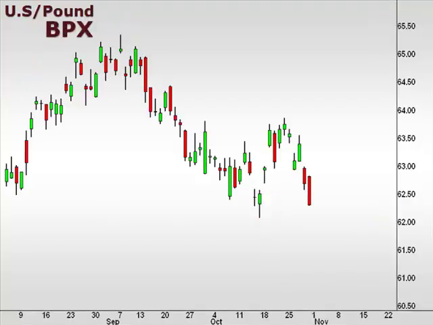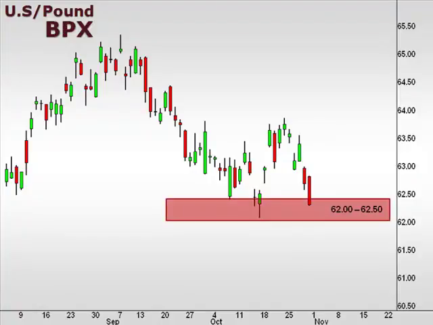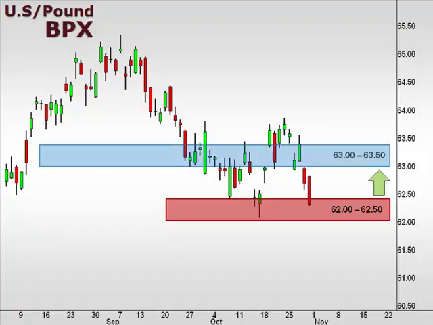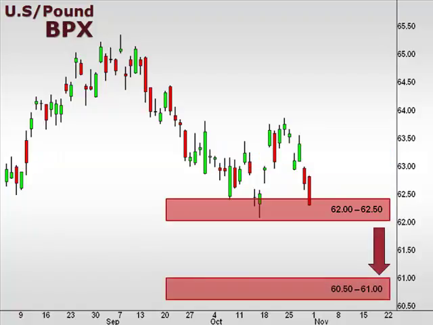Let's take a look at the BPX, the US dollar versus the British pound. Well, the US dollar slipped back down to test support against the pound as the BPX tests 62, 62.5. We expect a bounce that should take us up into the 63 zone. Failure to hold 62 opens the window for a drop towards 60.5, 61.